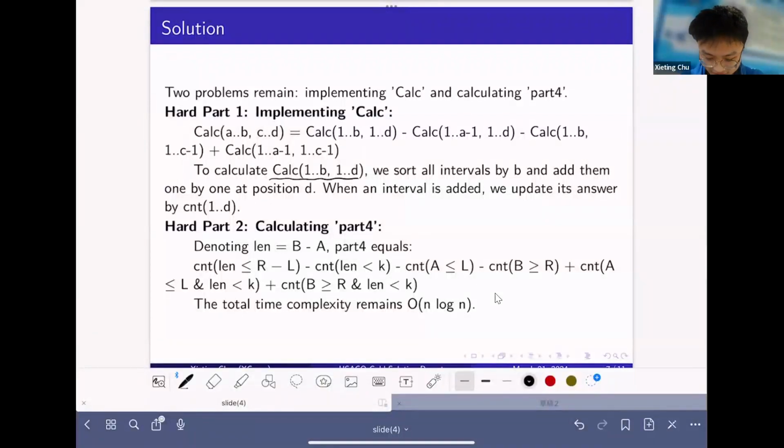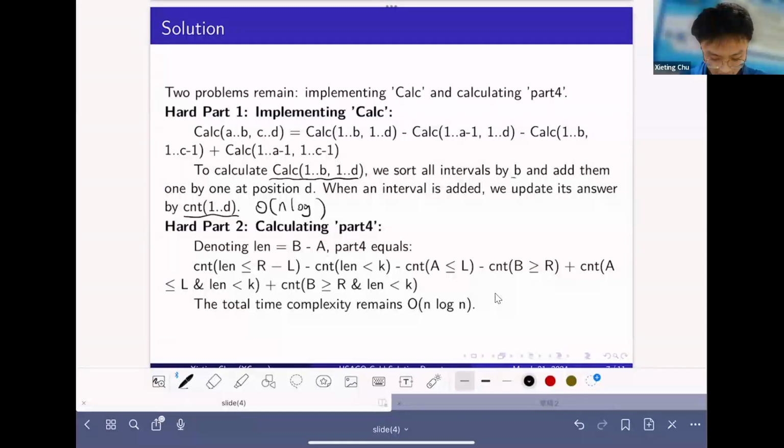To do this, we can sort all the intervals by B and add them one by one at position D. When an interval is added, we update its answer by the sum of CNT 1 to D. This can be done in a segment tree or BIT, you can use anything to do this. And the time complexity is n log n.